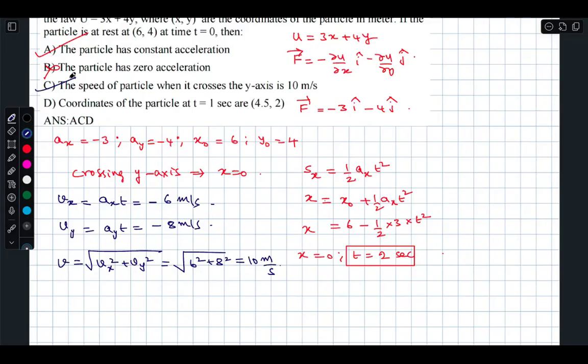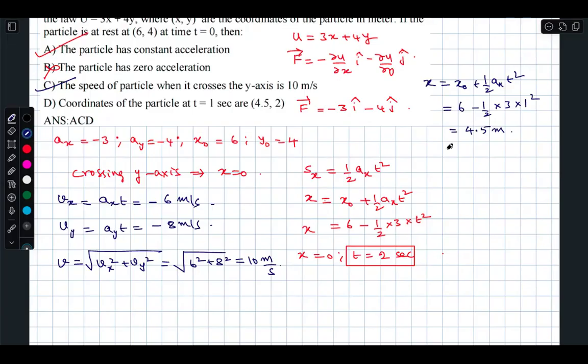What is the coordinate of the particle at t is equal to 1? Simple. X is simply x naught plus half ax t square. So 6 minus a half into 3 into 1 square, which is nothing but 4.5 meter.